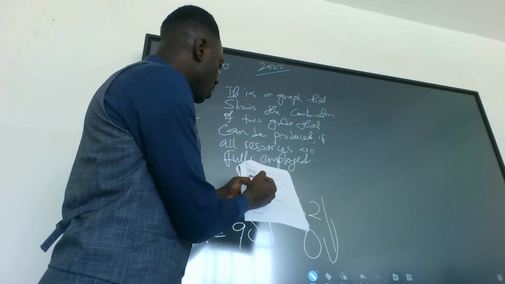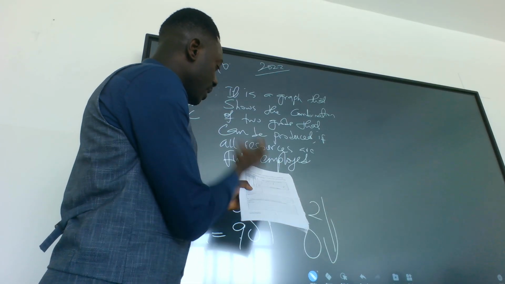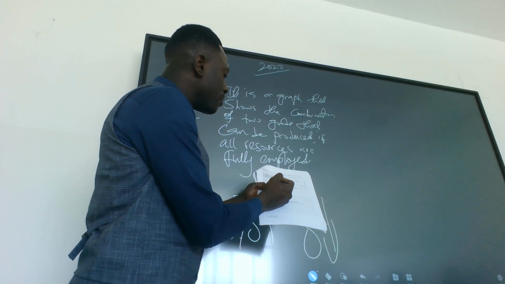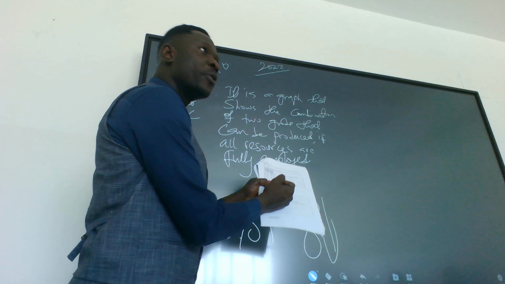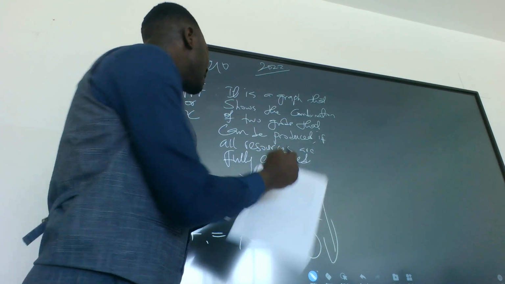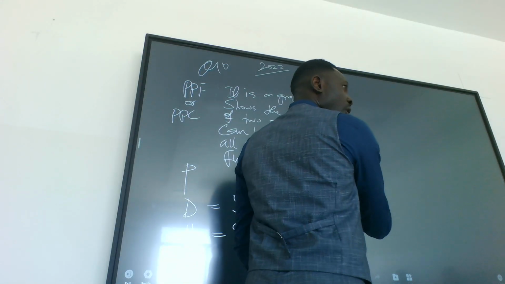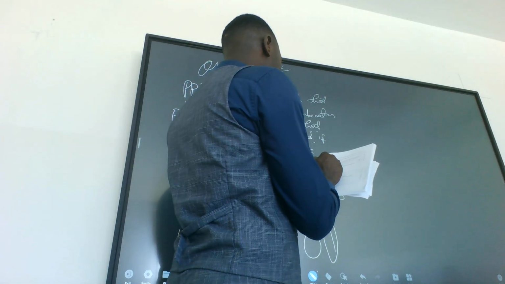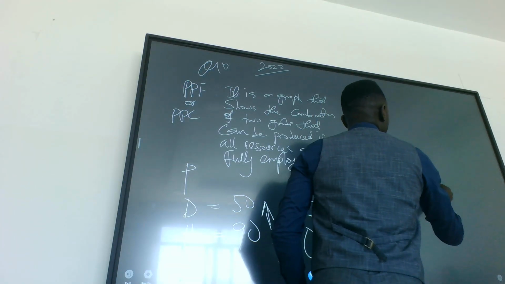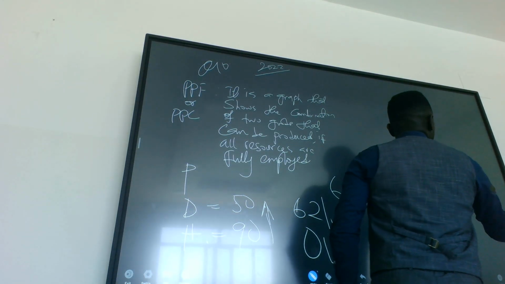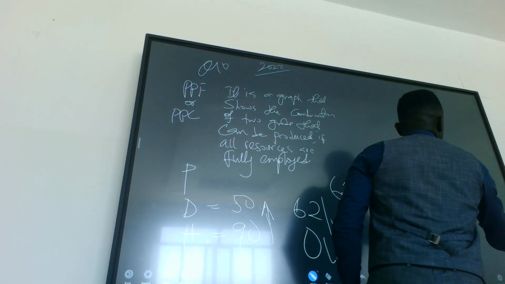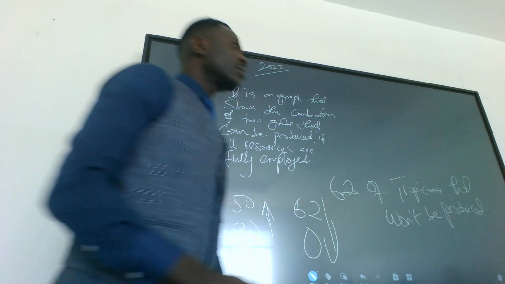So based on what we have here, Doritos was 50 before now, and Tropicana was 62. Now there's a movement from D to H. The movement from D to H means 90 Doritos will be produced and 0 of Tropicana will be produced. So the opportunity cost is the 62 of Tropicana that won't be produced. You don't get it?